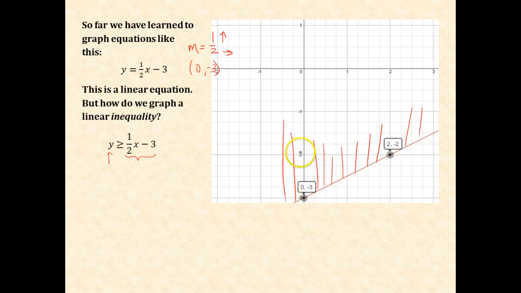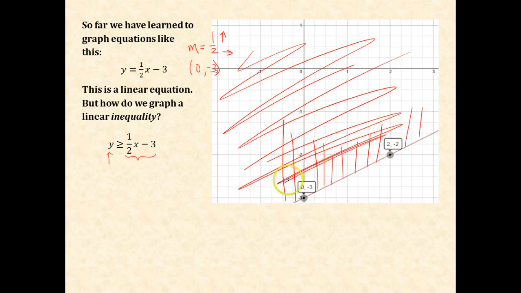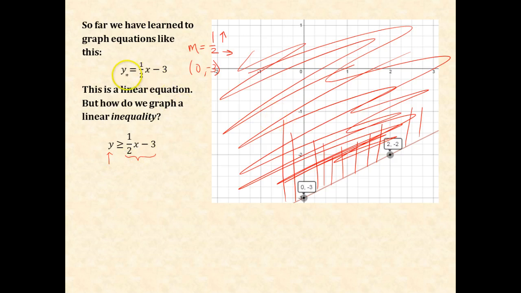So why do we do that though? Why is it that we shade above this line if it's y greater than or equal to? Well, let's go back to the line. This says that y equals 1/2 x minus 3. That means we can take any x value and plug it in, and the only y value that we care about is the one that equals 1/2 times that x value minus 3.